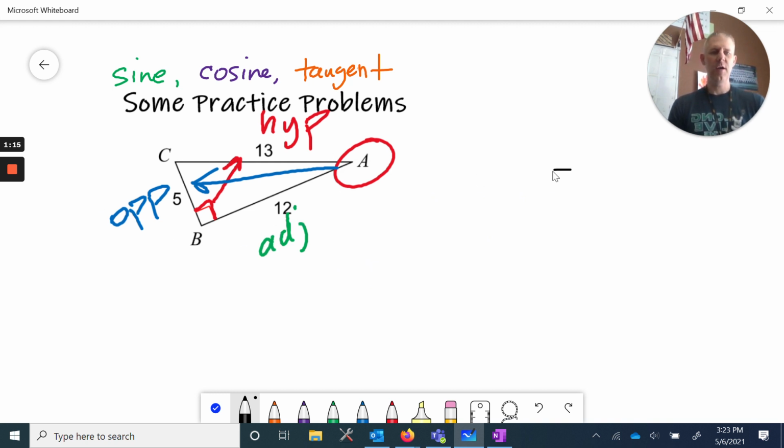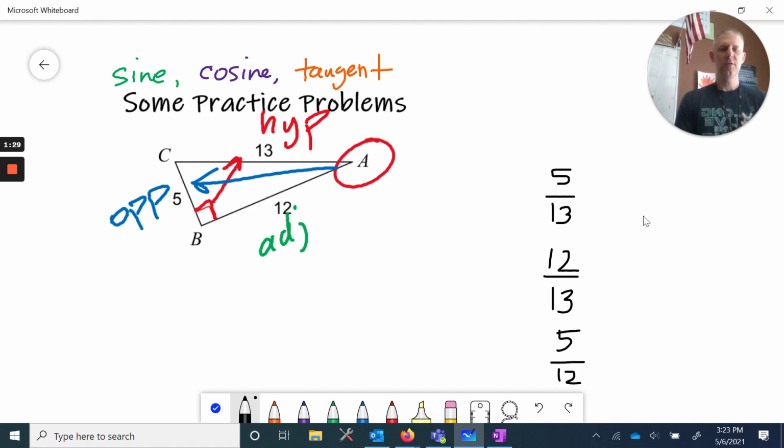So I could compare 5 to 13. I could compare 12 to 13. I could compare 5 to 12. I could compare 13 to 5. I could compare 13 to 12. I could also compare 12 to 5. So those are the different combinations of things I could compare.